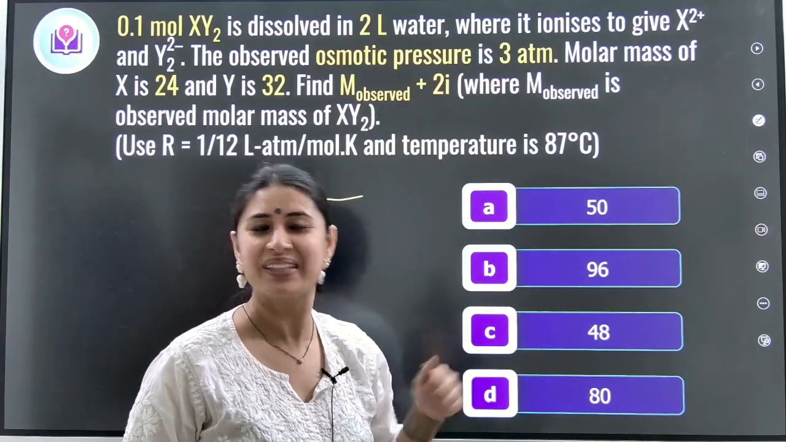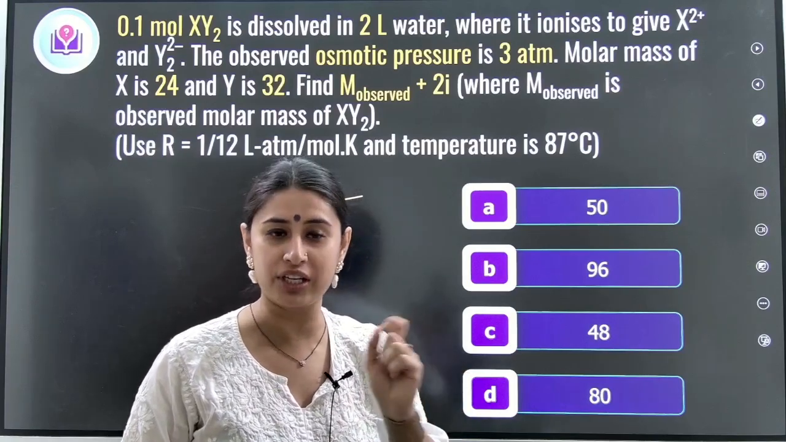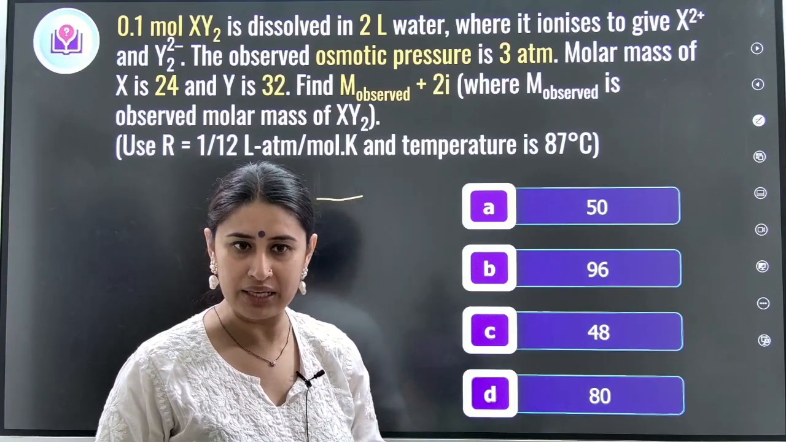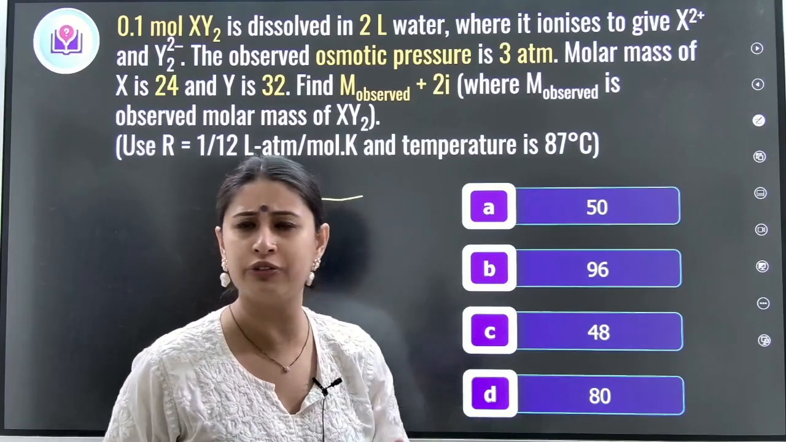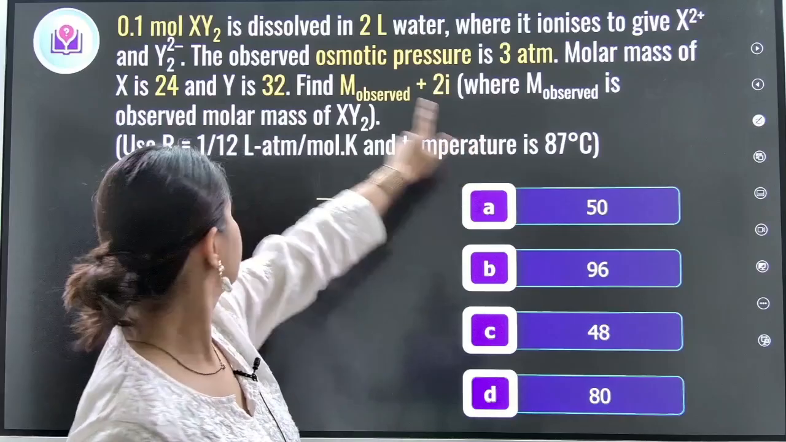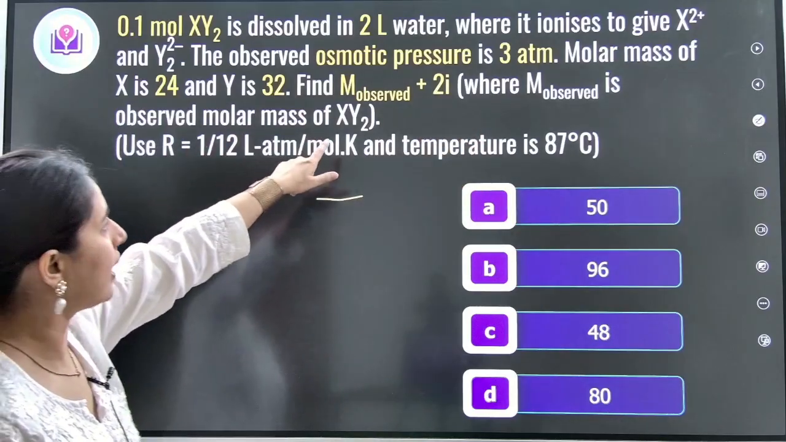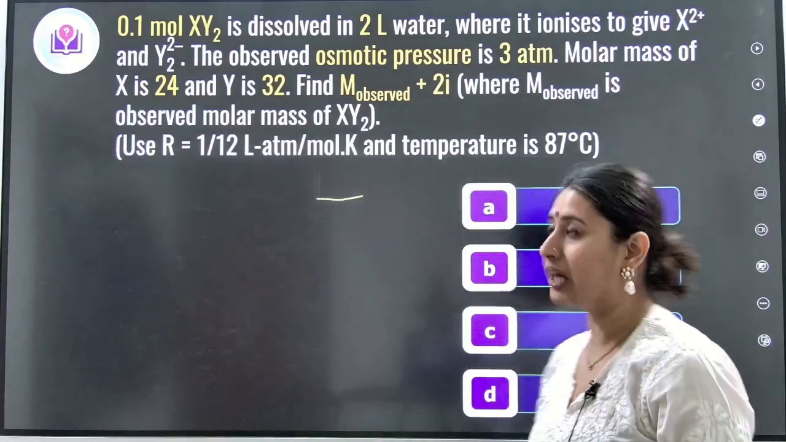This makes this question very interesting. So do not be in haste to just answer the molecular mass. You just don't have to find out the molecular mass. And it is about osmotic pressure, and we now know that osmotic pressure is brilliant for finding out the molecular masses. But we also have to add 2i, where M observed is the observed molecular mass of XY2. Okay, so we have to find the observed molecular mass. Let's see the formula that we already know.